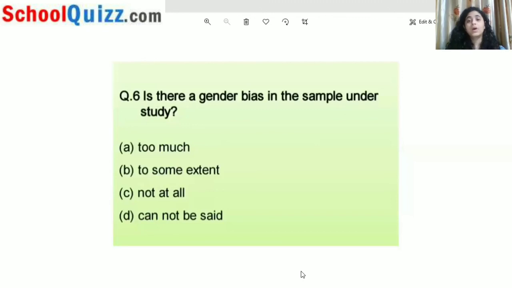So now we have completed two types of unseen passages: discursive ones, which will come in your exams, and factual passages, which will also come in your exams. Some sets might include discursive, some might include factual. So you have to be clear with both of them.